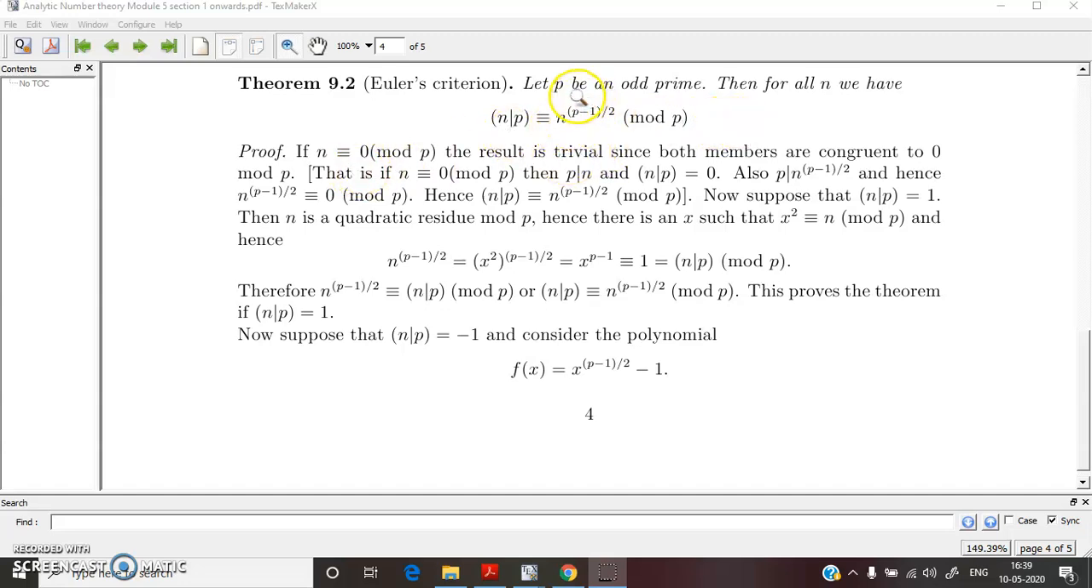So here we have to prove that, let p be an odd prime. Then, for all n, the Legendre symbol (n/p) is congruent to n raised to (p minus 1)/2 mod p. The proof is like this.